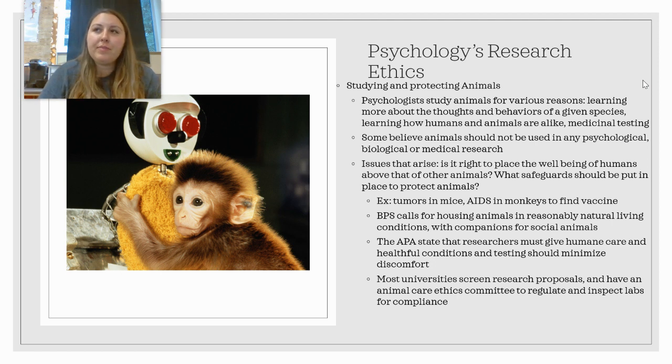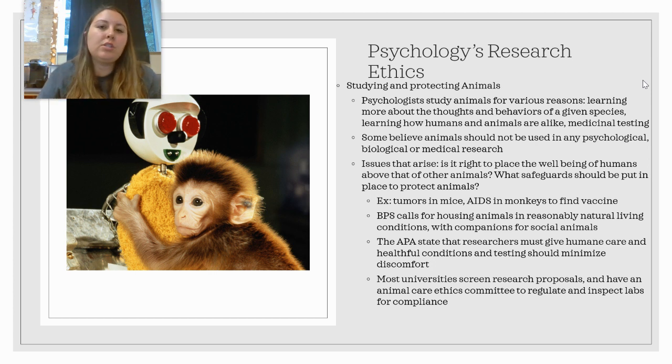So, for example, is it ethical for us to give mice tumors so that we can study cancer drugs on them in hopes of helping humans with cancer get rid of their tumors? Same thing with AIDS. Is it ethical for us to give an HIV similar virus to a monkey in order to try to develop a vaccine against it? These are the questions that psychologists and ethics committees have to determine.